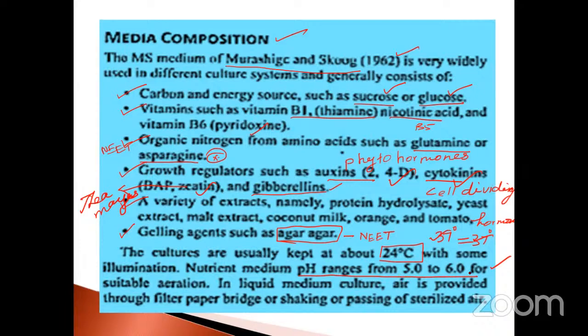A pH of 5 to 6 is called acid pH. The medium should be acid pH. Sometimes they may ask questions: for tissue culture in agar medium, at which of the following pH should it be maintained? You should maintain it like that. They may ask the question, my dear.